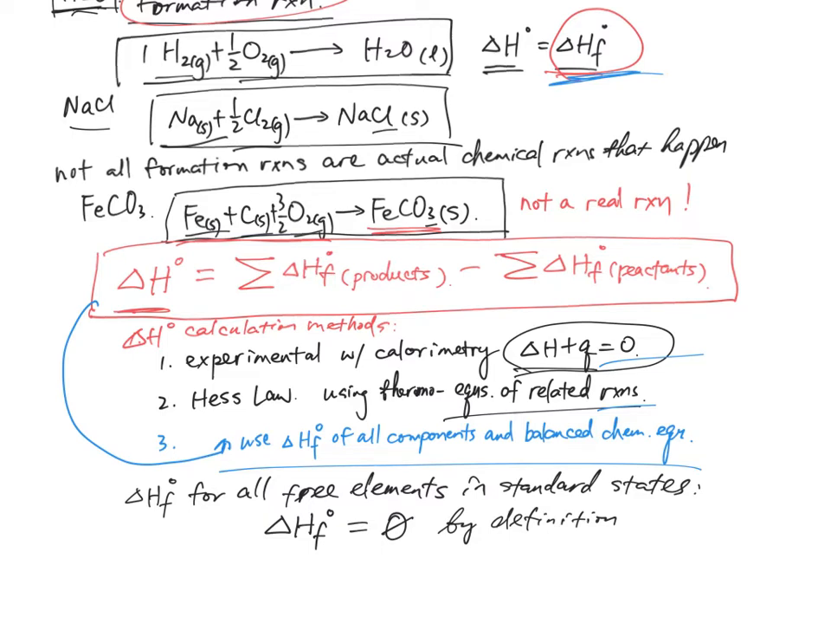For an individual free element, you can't write the formation equation of a free element. It has only one element, and without that equation, we don't really have a point of origin in our system. This by definition gives us a starting point, a point of origin, in this calculation. So delta HF for all free elements is defined as 0.